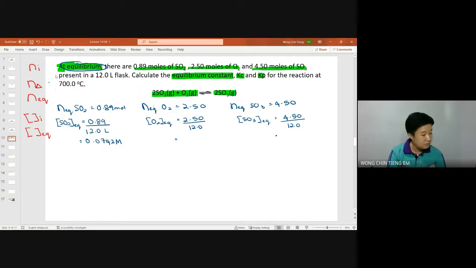Correct me if I'm wrong. I also just pressed the calculator. And then you have your 0.2083 molar. And you have 0.375 molar. Am I right still? Okay, those who pressed the calculator.